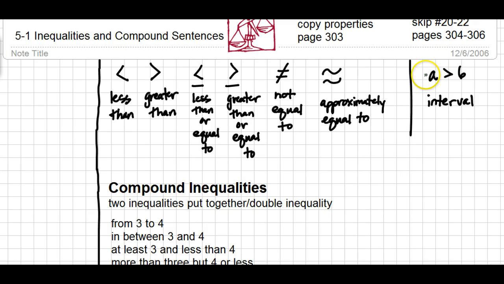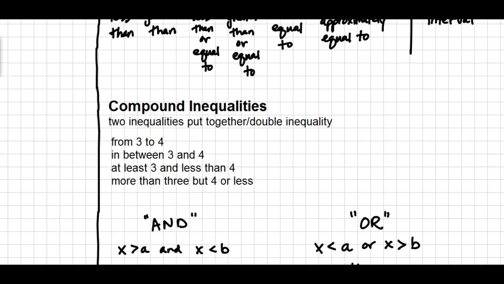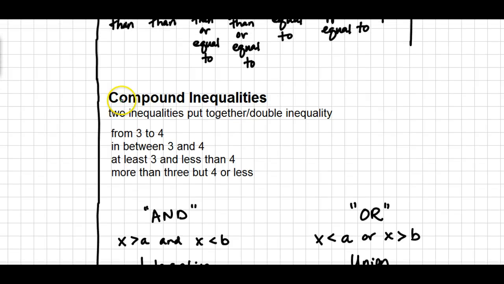When students put inequalities together with a number and a letter, the answer is referred to as an interval. Our focus for the first part of the lesson is on compound inequalities. A compound inequality is when 2 inequalities are put together, also sometimes referred to as a double inequality. Oftentimes a compound inequality will be referred to with words, and students will need to create them from those words and put them into symbol form.